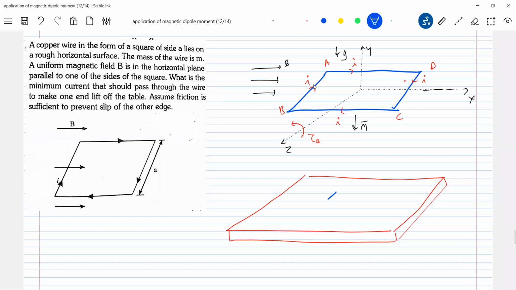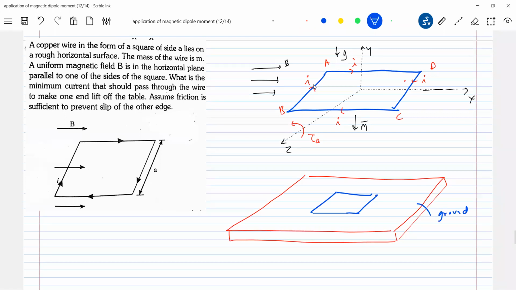This is a loop. Okay, fine. There's a ground, you better write it. There's a condition available. How will mg act? Vertically down. Then about which side can it tip? It can tip about AB.